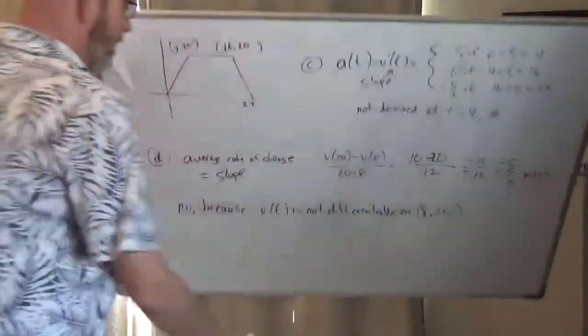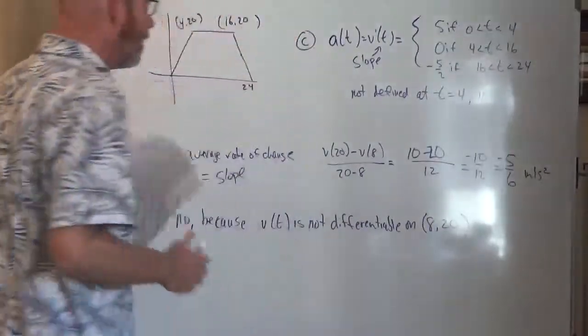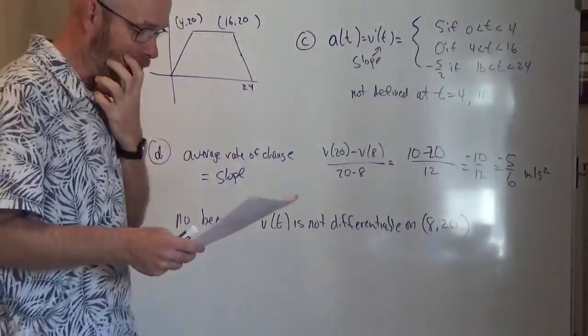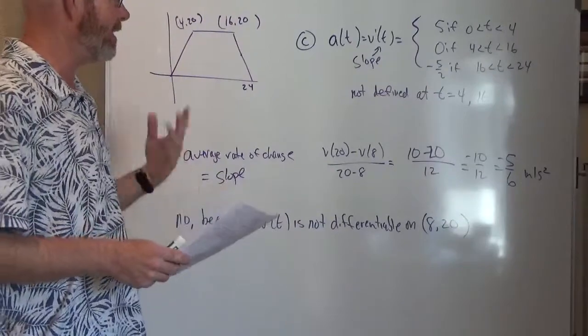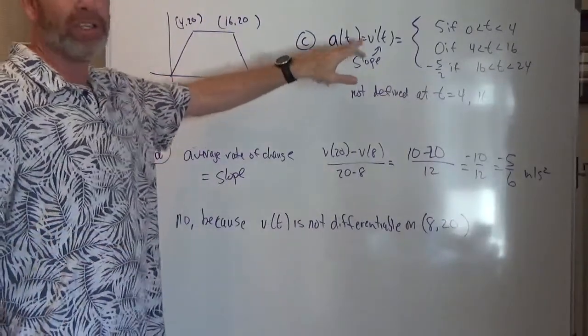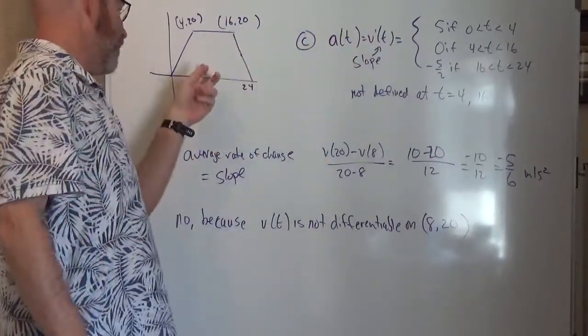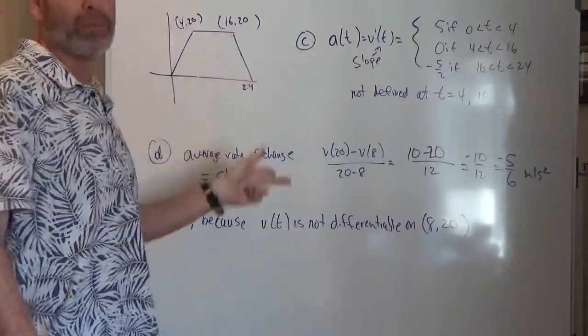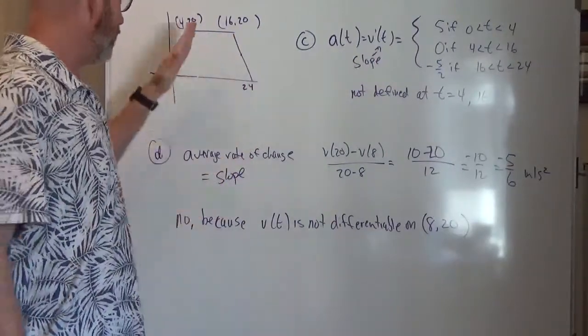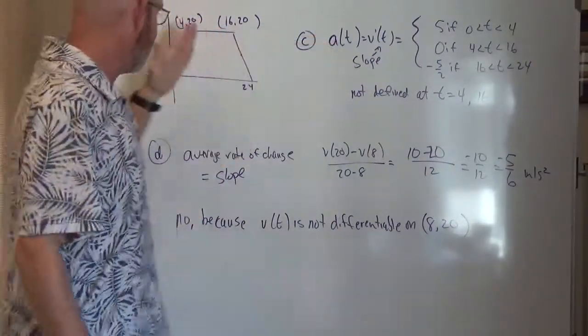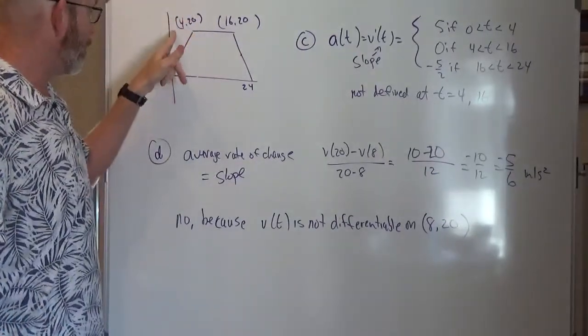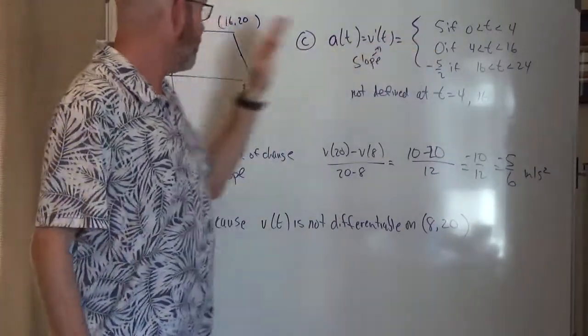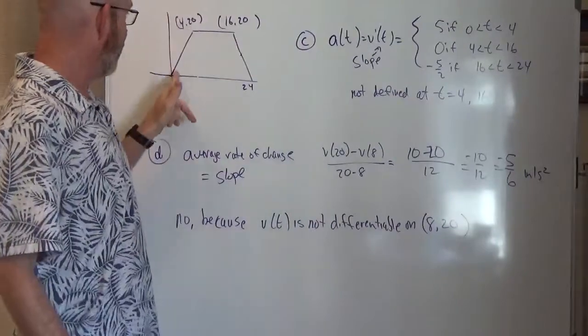Next part's very similar, I think. The third part asks you to draw a piecewise function of the acceleration. So acceleration is the derivative of the velocity. This is the velocity. Derivative of the velocity is just going to be the slopes here. So it's a piecewise function because you got 3 different slopes. So this slope here is 5, 20 over 4. It's 5 between 0 and 4.